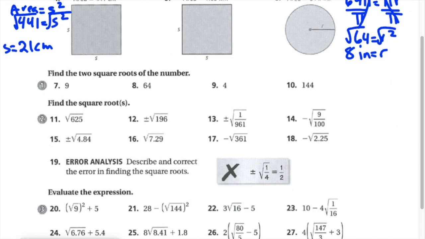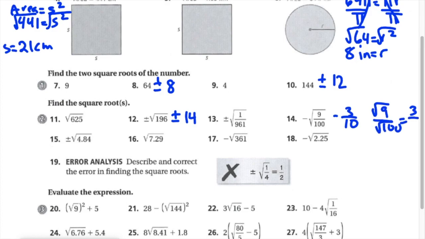Okay, so for 8, our two answers, as we should know, is plus minus 8, and then 10 is plus minus 12. Then 12 is plus minus 14. 14 should be negative 3 over 10, right? We should know that because we just take the square root of 9 over the square root of 100, and that gives us 3 over 10. And we can't simplify that anymore, so we just have negative 3 over 10.